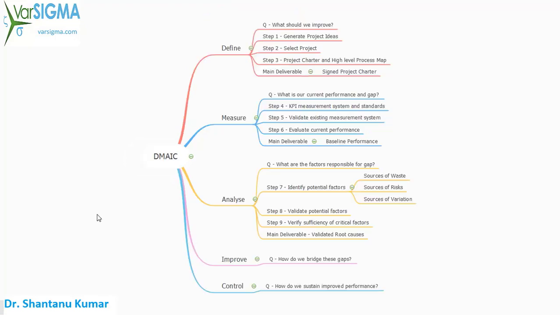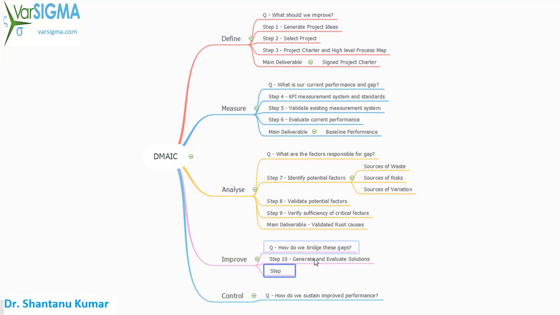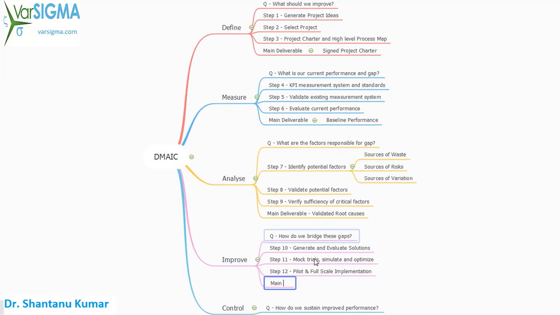The first step in improve phase is to generate and evaluate solutions to address root causes that we identified. We would perform mock trials of the generated solutions and optimize them for our process. Before we implement the solution, we will pilot the solution to validate its efficacy, and if successful, we will roll out full-scale implementation. The main deliverable of improve phase is selected solutions to address root causes.